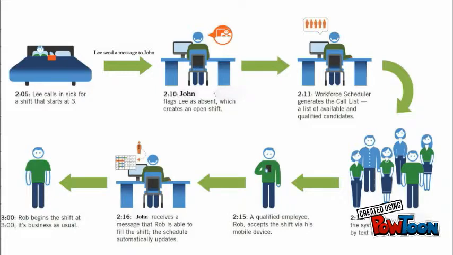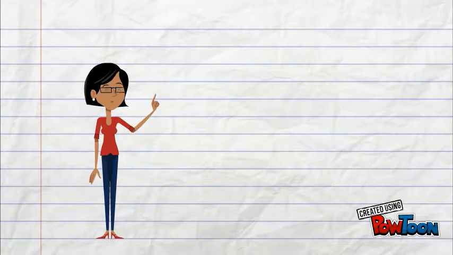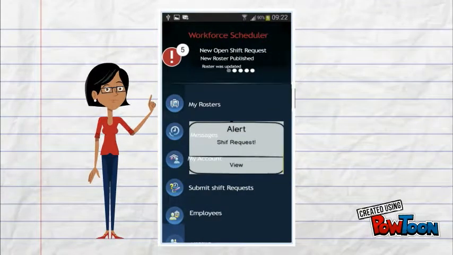Quickly after that, the system automatically sends a text message to all the potential staff notifying them about the open shift. A qualified employee called Rob accepts the shift via his mobile device. Then John receives a message that Rob is able to fill the shift. The schedule automatically updates. Rob begins the shift at 3 o'clock. It's business as usual.